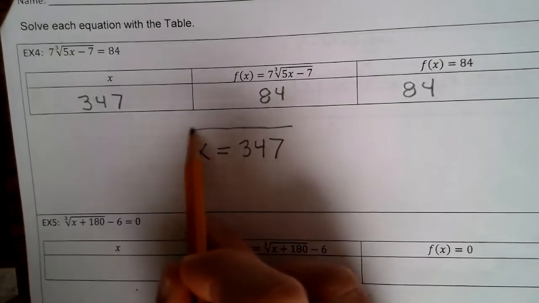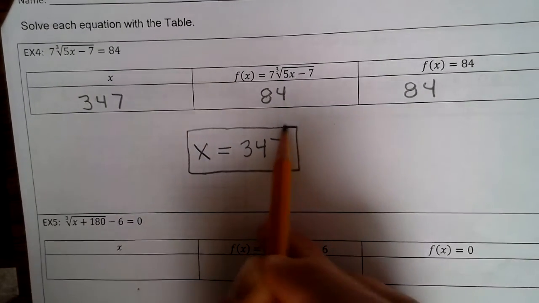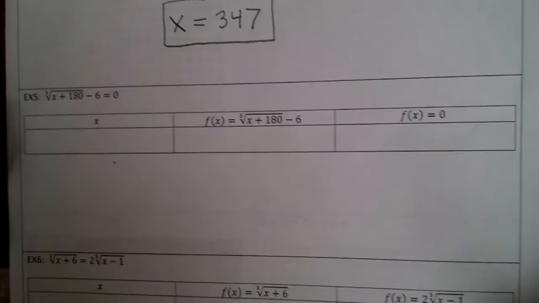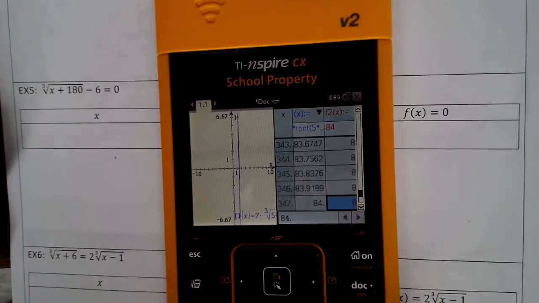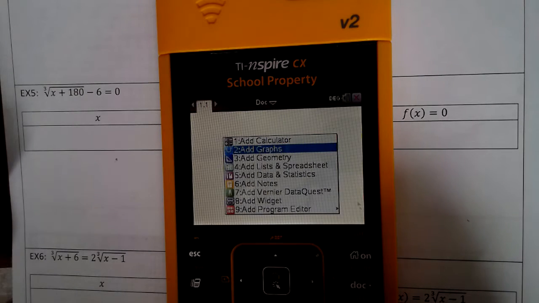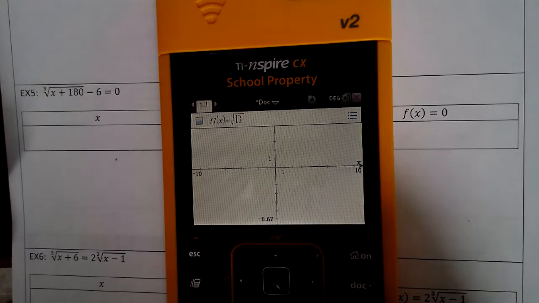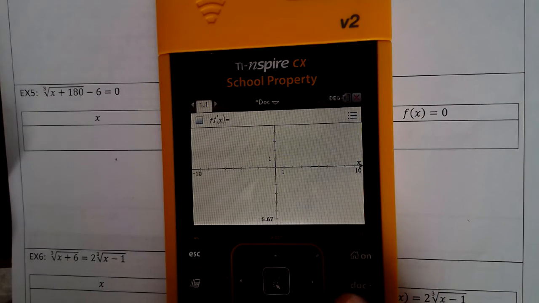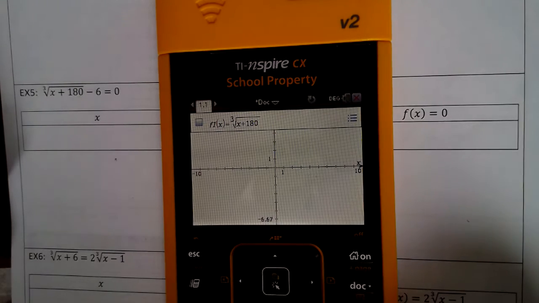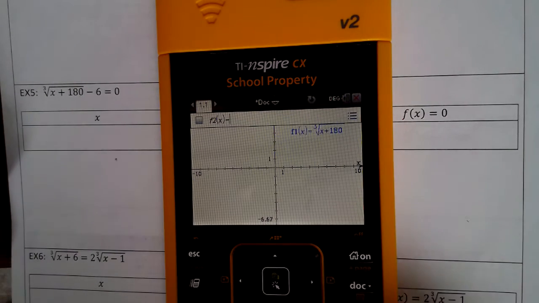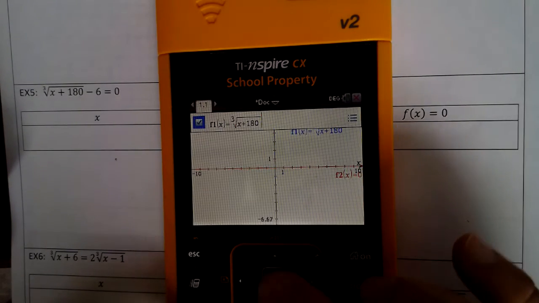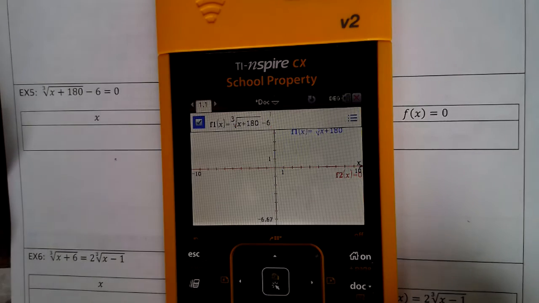All right, let's take a look at example 5. So again, we're going to graph the left side and the right side. So new document, no, add graph, control square to get, oh, that's the wrong button. Control up key, cube root of x plus 180, enter, tab 0, oh wait, enter tab, forgot something, that should be minus 6 right here. So let's correct that, that should have the minus 6, enter, tab 0, and we're good.